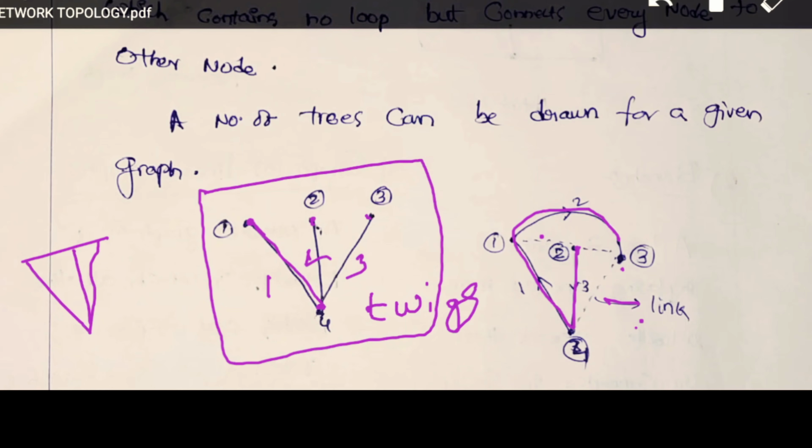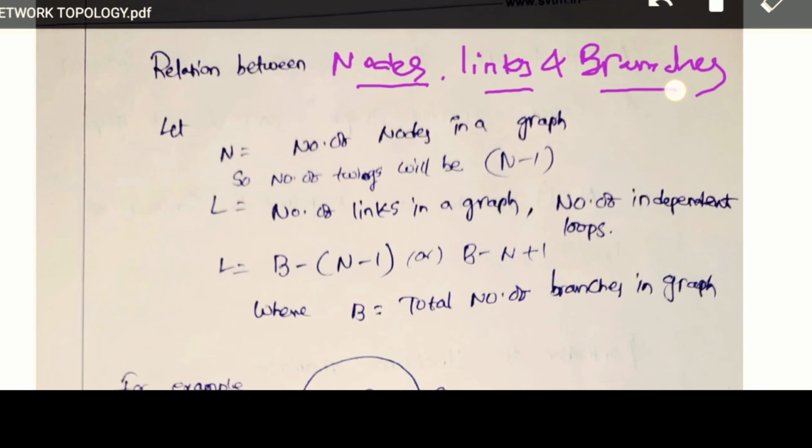Now, what is the important relation between nodes, links and branches? Let n be the number of nodes in a graph. In the previous graph we assumed 4 nodes. So the number of twigs will be n minus 1. It is very important. You have to understand this. The branches of a tree are called twigs. The number of twigs, or number of branches in a tree, will be nodes minus 1 only.